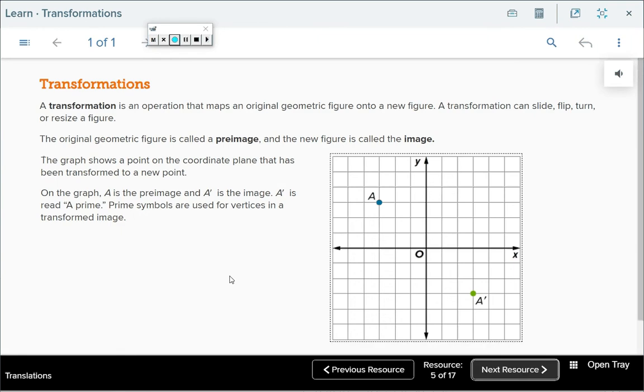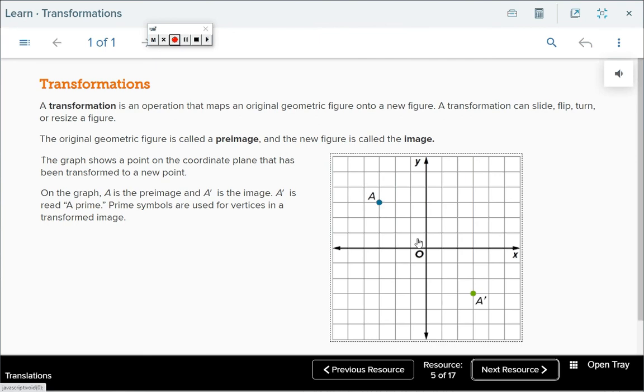Okay? All right. So when we talk about transformations, write down this definition, because I'm going to have vocabulary on this next test. So you're going to need to write this stuff down. A transformation is an operation that maps a geometric figure into a new figure. Write that definition down. The original geometric figure is a pre-image. The new figure is called the image. Okay?